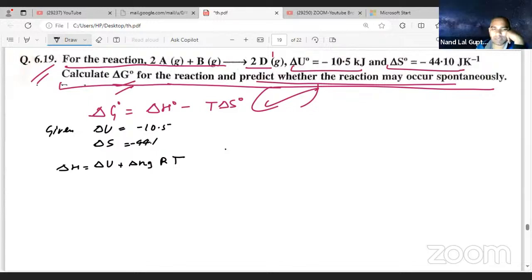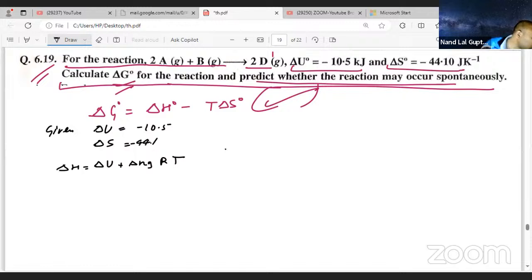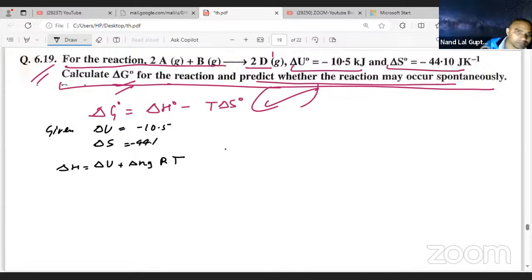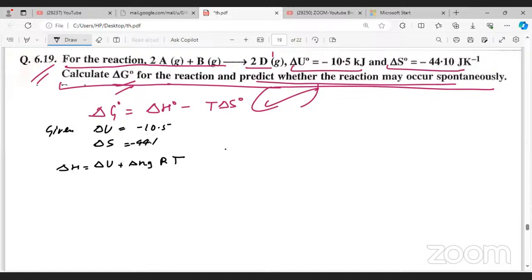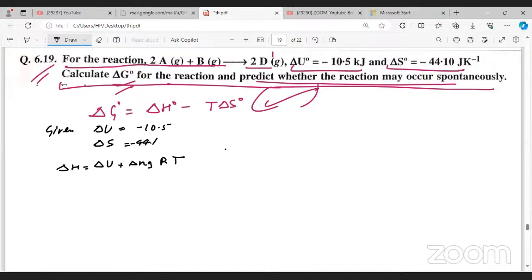So delta H minus T delta S. You should read the question. Can you check the question in NCERT? Question number 19. For the reaction, it should be some standard condition. Can you read the NCERT? Sir, one line is given. Sir, should I send you the photo for this one? So this is a bit different in NCERT.